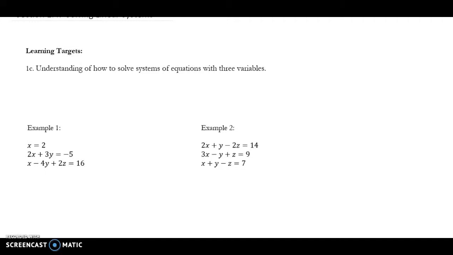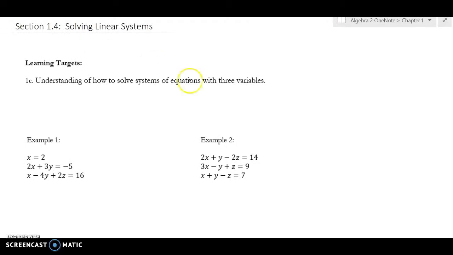Okay, so what we're doing today is we are working on solving systems of equations, and these are going to have three variables. The goal is going to be to solve for x, y, and z, okay?